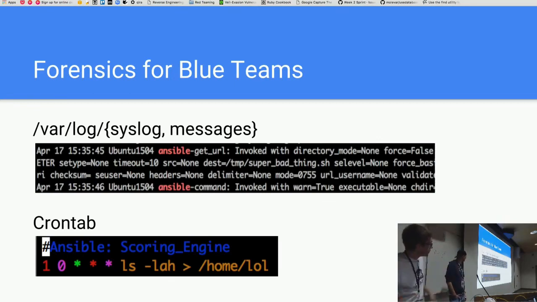Also in the crontab, we see in this really terrible to read dark blue up here, we have Ansible and then scoring engine. That being said, this is an open source tool. There's nothing stopping you from changing these values, but just so you know, by default, this is what's going to be left on a machine when you run said tasks.